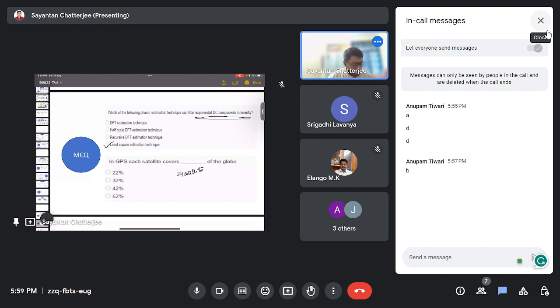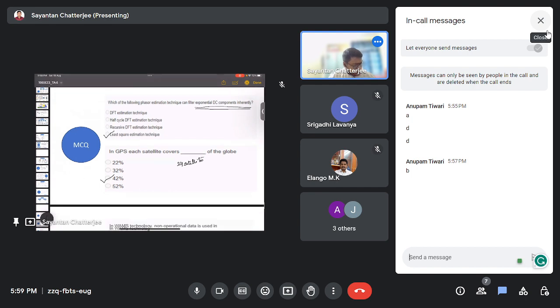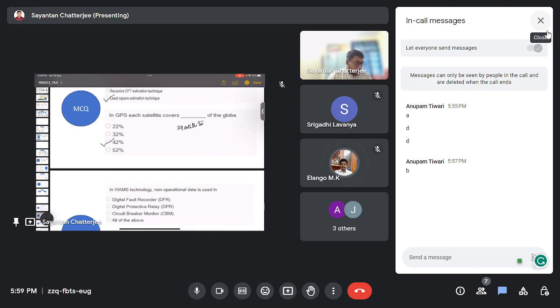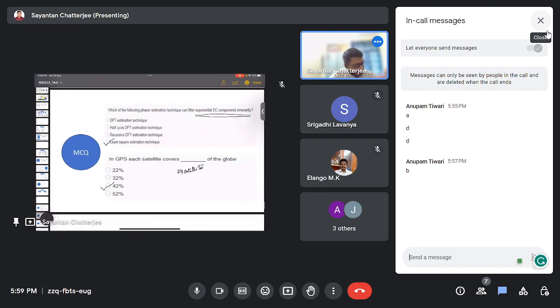So it covers 42. 42 is the right answer. 42%. How is it 42, sir? It's a theoretical part, I can't justify how it's 42. But out of these 24 satellites, each satellite covers 42% of the entire Earth.